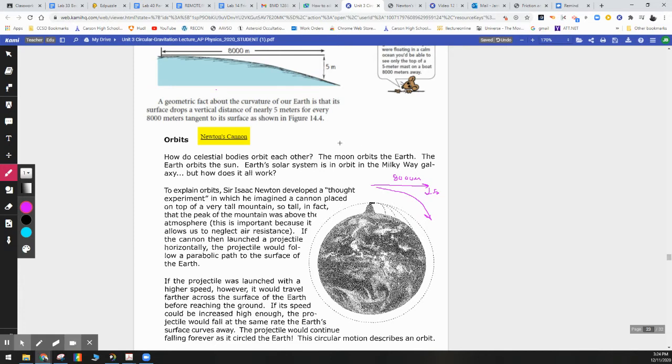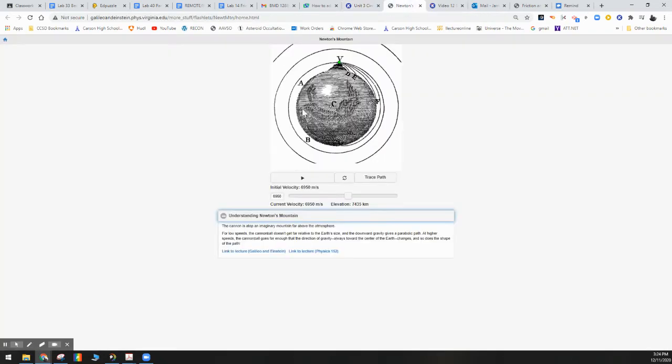Now, how do we come up with that? This is what's called Newton's cannon. Let's take a look at Newton's cannon here, and we'll start off at a very low velocity. This is an imaginary mountain far above the atmosphere, and here you are. It says for low speeds, the cannonball doesn't get far relative to Earth's size, so downward gravity gives a parabolic path.